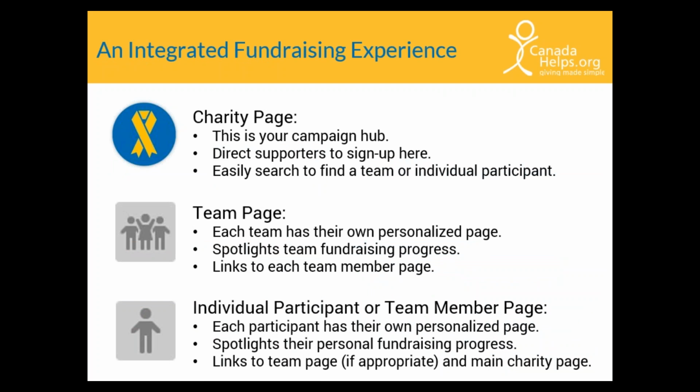What we just saw is what we like to call your charity hub page. This is your main landing page, so when you send out a link, or say you want to promote it on your website, the donor will click on the link and be directed to that main page. We have a three-tier, three-level system, where after the charity page comes the team page.